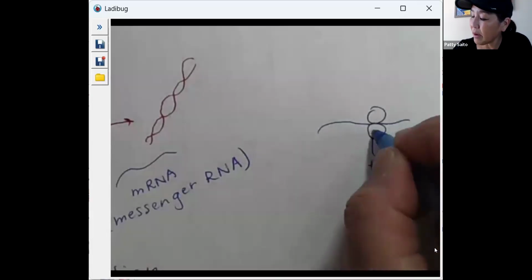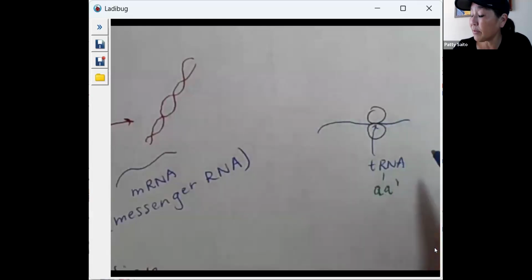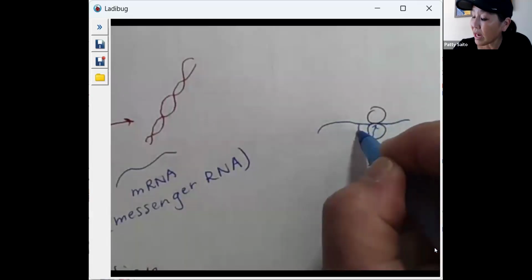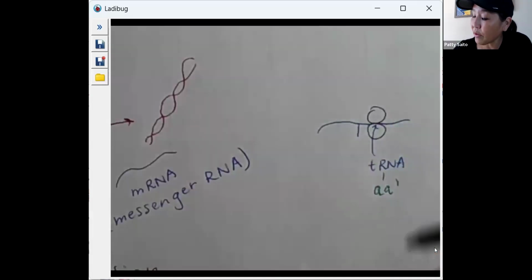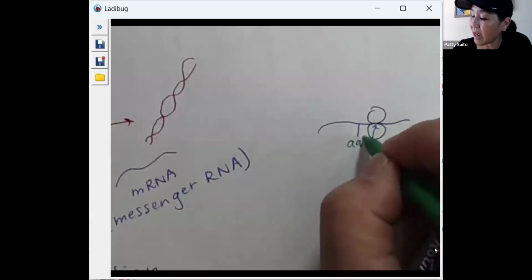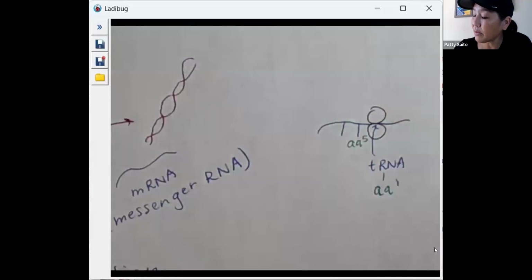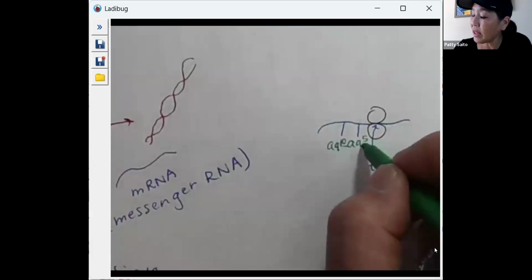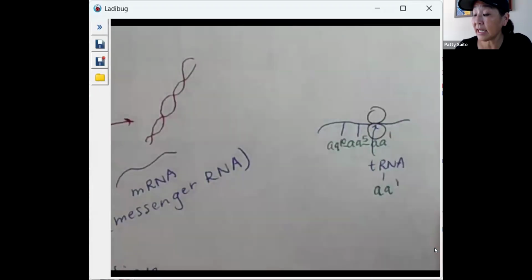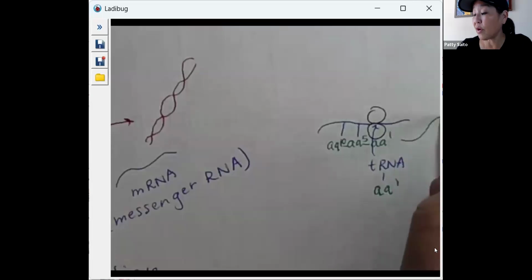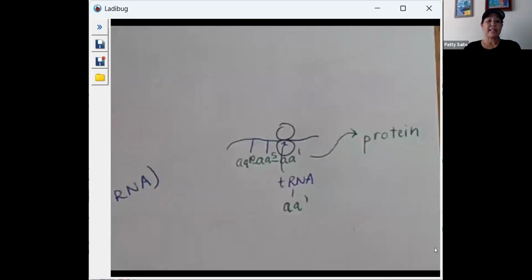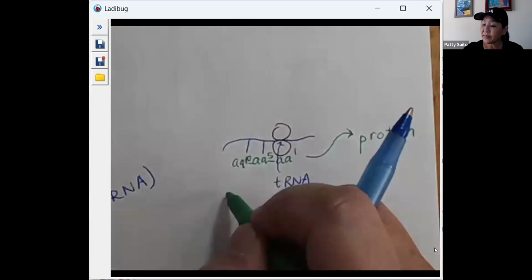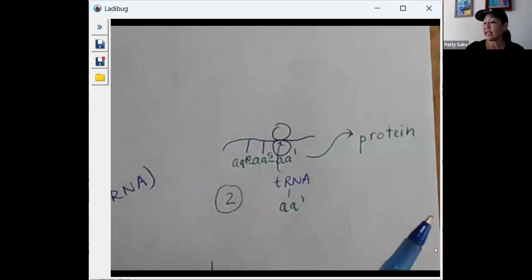Okay, and so if this comes up and binds, it will bring its amino acid. Then we have another transfer RNA that will bring another amino acid 5. Then we have another one that brings amino acid number 10. All right, and then we join the amino acids together, which then will form a protein, because amino acids are the building block, right? And so this process is called translation.